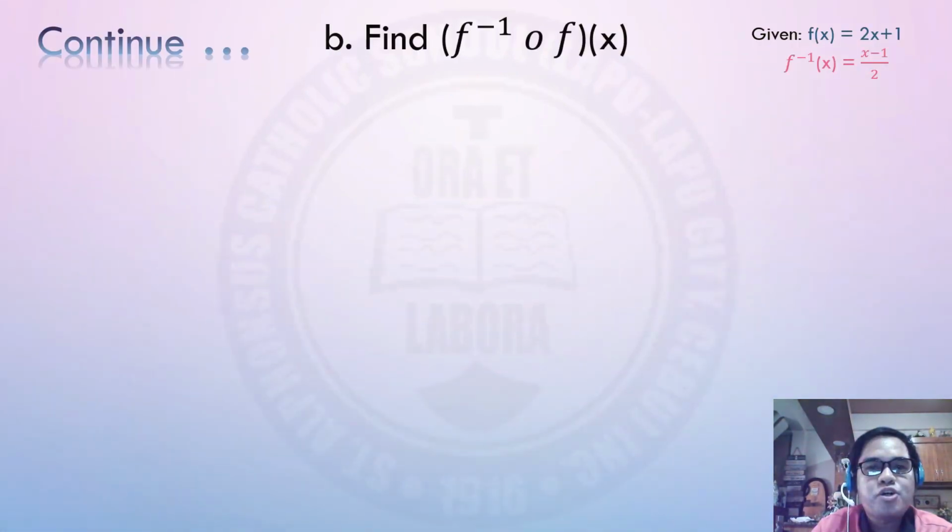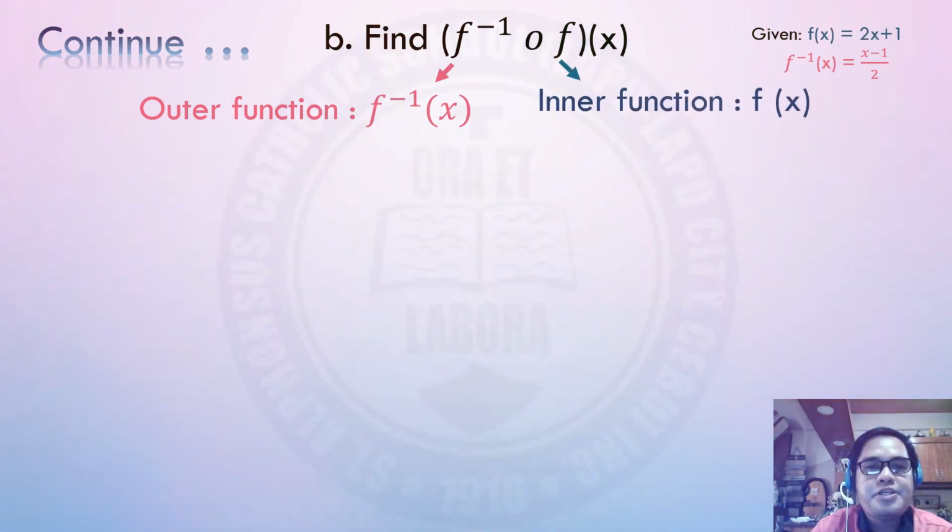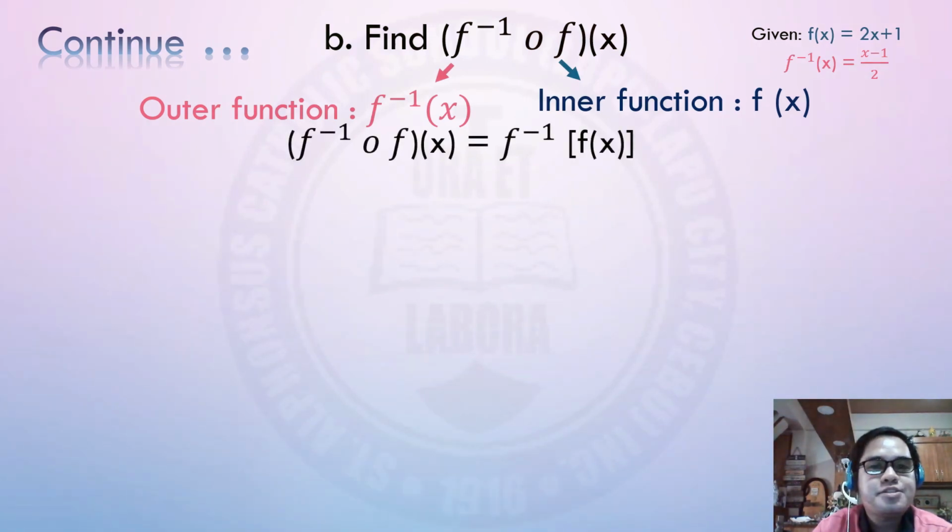So we are not yet done because we have to look for f inverse circle f of x. We have to identify first the outer function and the inner function. The outer function is f inverse of x because it is written at the left side, and the inner function is f of x because it is written at the right side of the notation. Here are the solutions. F inverse circle f of x is equal to f inverse of f of x. Place the equivalent of our outer function, f inverse of x, which is x minus 1 over 2.